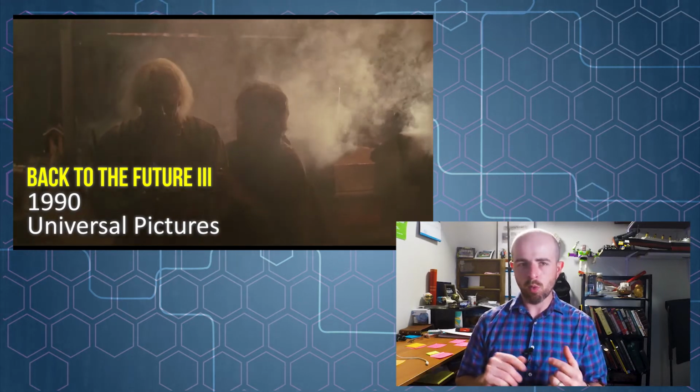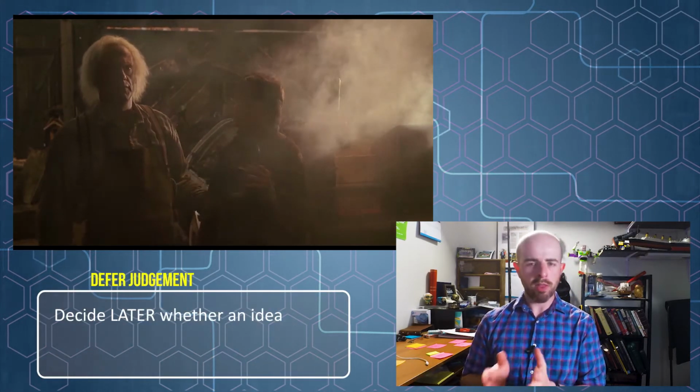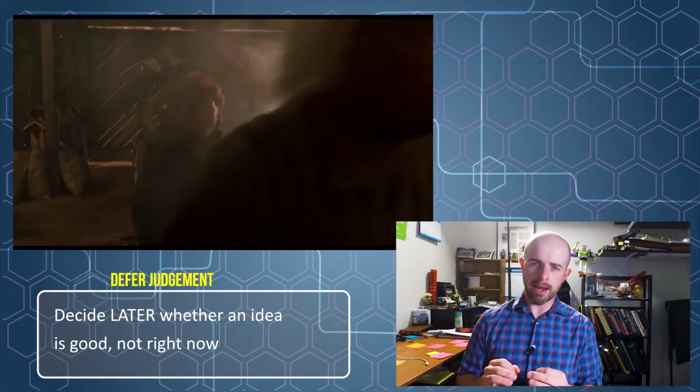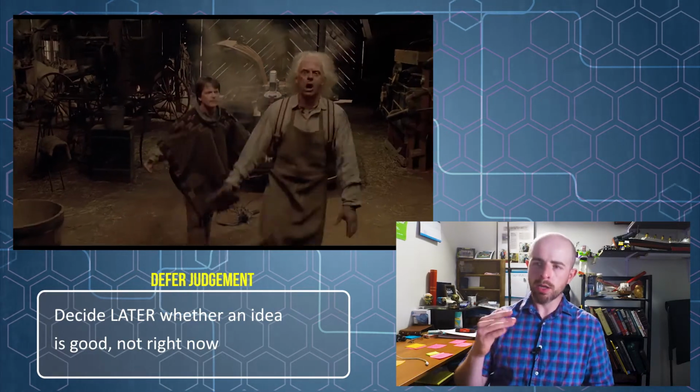I used Back to the Future Part 3 back in episode 1, but I want to use it again here. When you're divergent thinking, you want to defer judgment, which means you're not deciding whether an idea is a good idea or a bad idea yet. There'll be time for that later, but right now, you just want ideas.